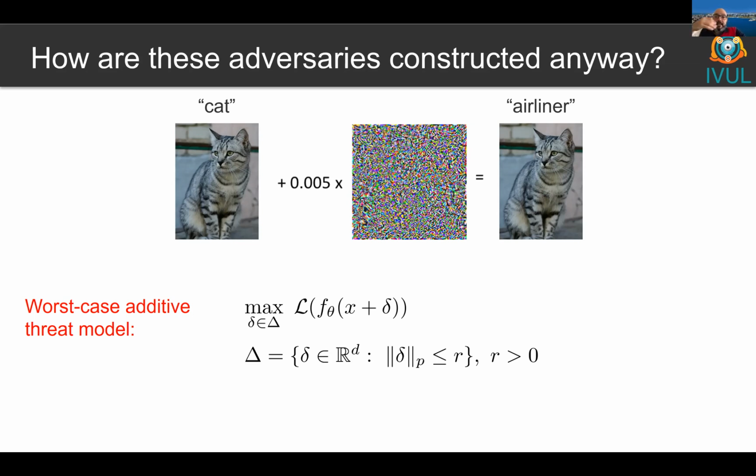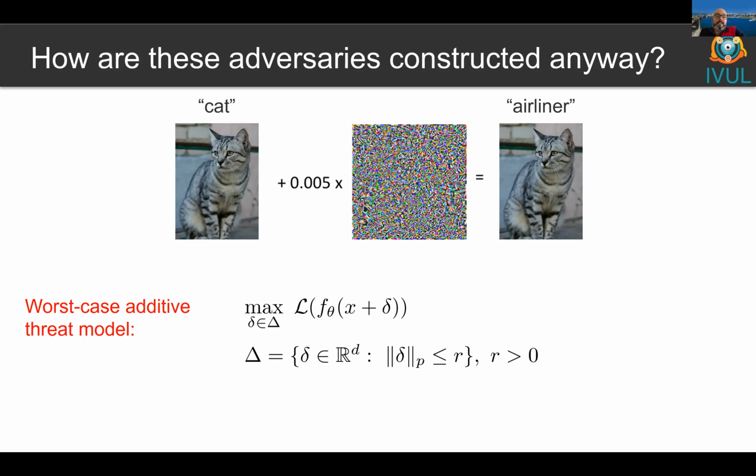So the idea is, can you find a delta that when added to X maximizes the loss? Now, you're not guaranteed that you will be able to flip the prediction, right? Because you're trying to maximize the loss. That maximum loss doesn't mean that you're going to actually fool the network, but in many cases, you will be doing it.